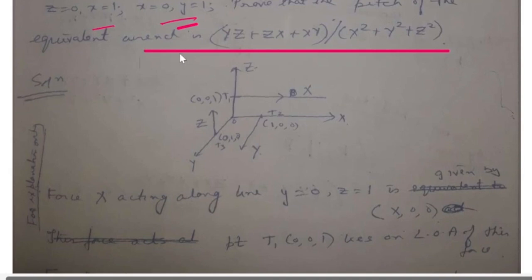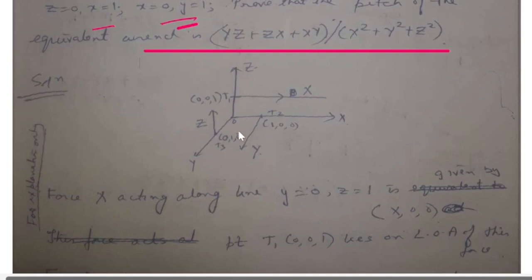What we are provided with: X is acting along the line y equals 0, z equals 1. So this is z equals 1 and y is 0 on this line. This is your x force, through the point 0, 0, 1. Again, z equals 0, x equals 1 for this point, because x equals 1 means it is on the x axis. You can see from here z equals 0, and here y will also be 0.